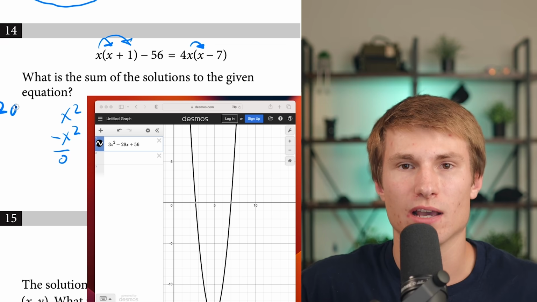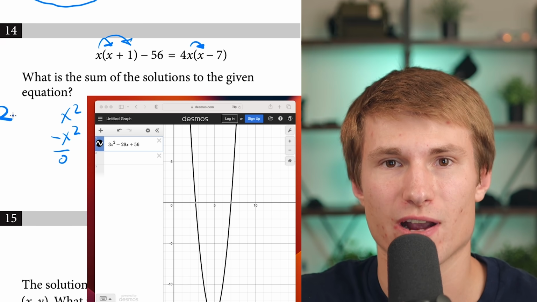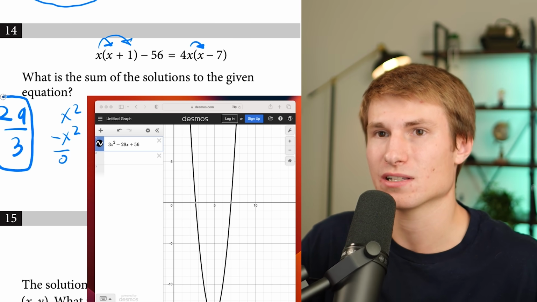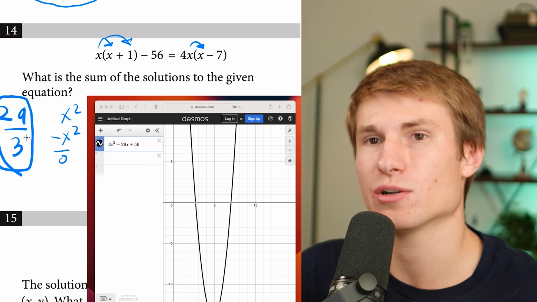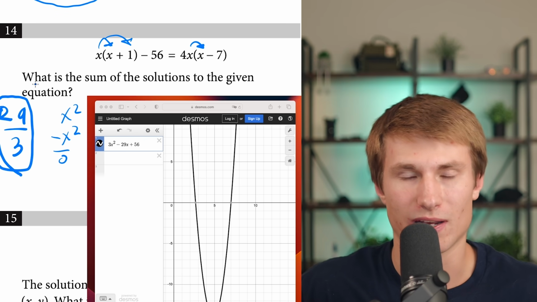Now, once again, as always on the SAT math section, you have to pay very close attention to what you're asked to answer with. In this case, it is the sum of the solutions. So that's how we get to that 29 over 3. So always make sure you're paying close attention to what you're asked to answer with on the SAT math section. In this case, the answer is 29 over 3.